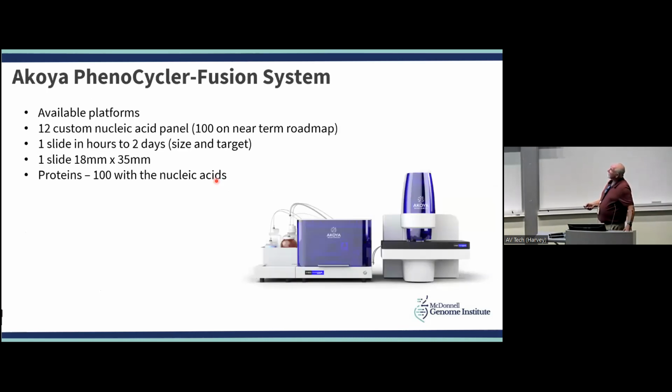The Akoya PhenoCycler fusion system. So we did investigate this. This is more proteomics than nucleic acids. They did have available platforms. They could do 12 nucleic acids at the time that we investigated this, and they were on a trajectory to have 100 nucleic acids. One slide and 100 proteins along with that. Well, yeah, I'll get to that. One slide can run in hours or days, depending on the target space that you give it. And then 18 by 35 millimeter space, and again, proteins as well.